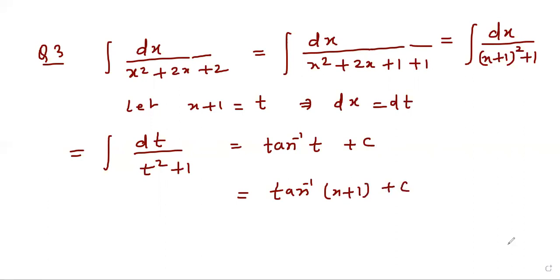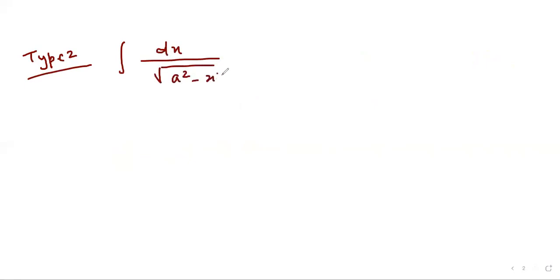Now let's consider the next type, type 2. Integration dx divided by root of a square minus x square gives sine inverse x upon a plus c. Let's see some questions. Question number 1.